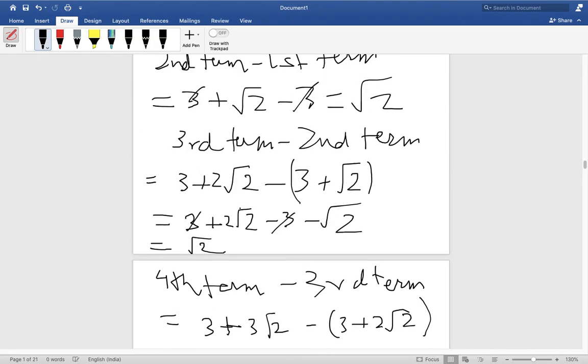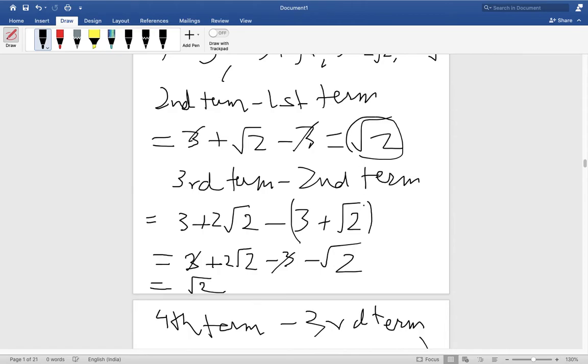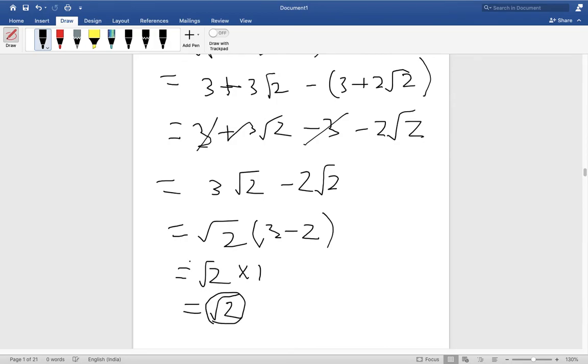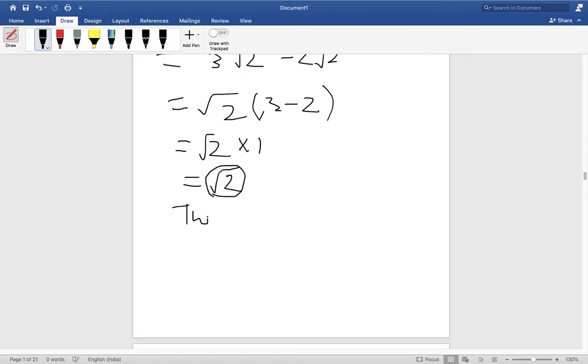So the difference of the second term and the first term is square root of 2. Difference of the third term and the second term is root 2. Difference of the fourth term and the third term is also square root of 2. So this, my friends, this is an AP.